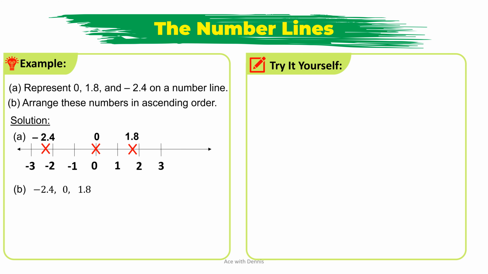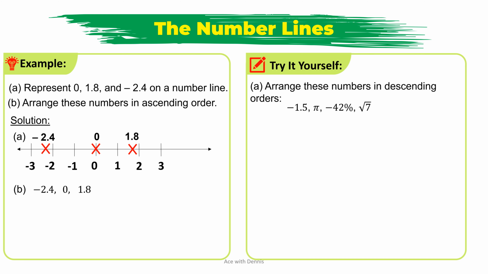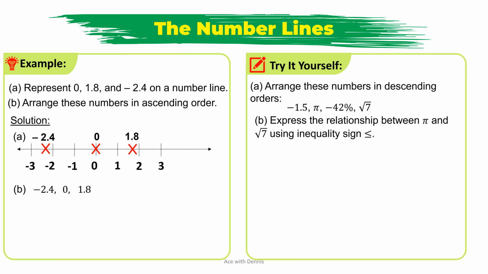Now, let's try this example yourself. A. Arrange these numbers in descending order. The numbers are negative 1.5, pi, negative 42%, and square root of 7. B. Express the relationship between pi and square root of 7 using the inequality sign less than or equal to. You can pause the video and try to do it yourself.